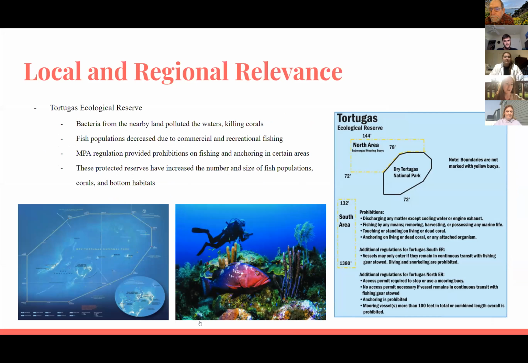Another important MPA in Florida is the Tortugas Ecological Reserve. This MPA includes protected reserves that have increased the number and size of fish populations, corals, and bottom habitats. This area needed MPA classifications because bacteria from the nearby land polluted the waters, killing the corals. Additionally, the fish populations decreased due to commercial and recreational fishing, and the MPA regulations prohibit fishing and anchoring in certain areas, which helps the fish and the coral populations in that area. Go ahead.